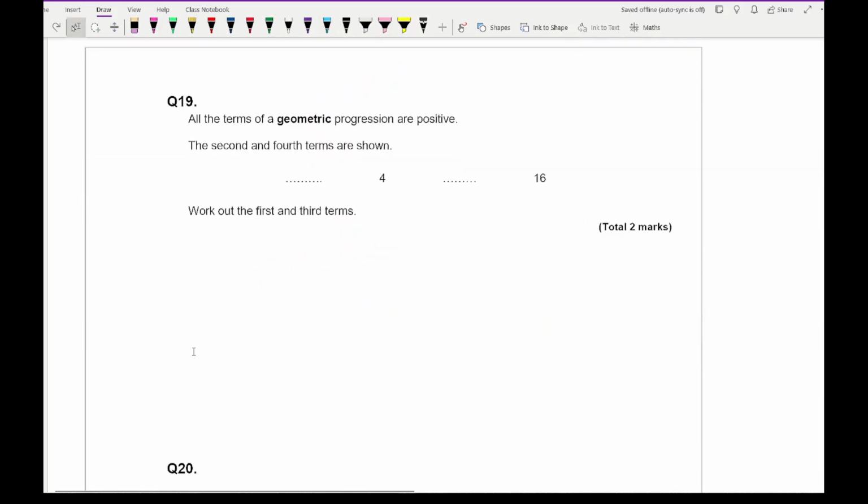Moving on to question 19, so you'd be glad to know we're moving on to our next topic, which is looking at geometric progression. So it says all terms of a geometric progression are positive. The second and fourth term are shown. Work out the first and the third term. Now in a GP, we've got a, and the second term is going to be ar. Next term is going to be ar squared, and the next term is going to be ar cubed.